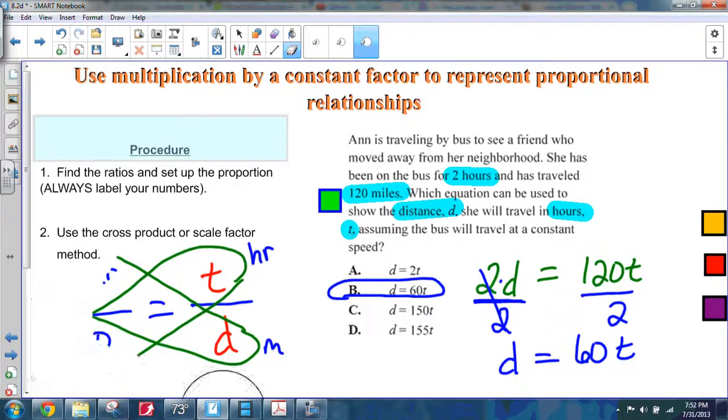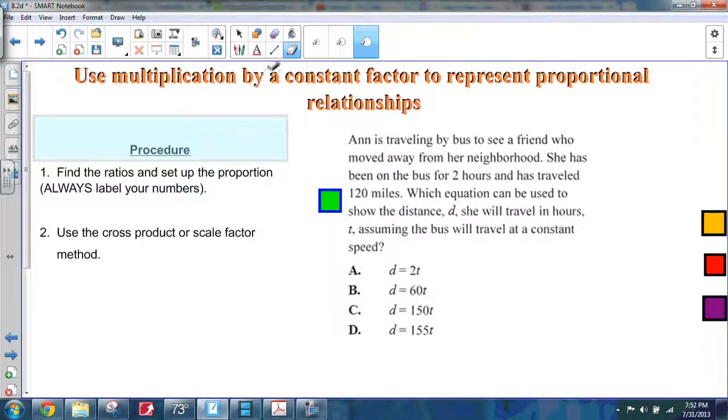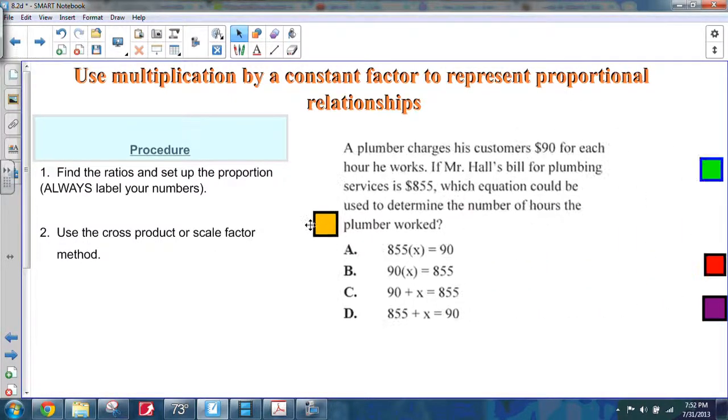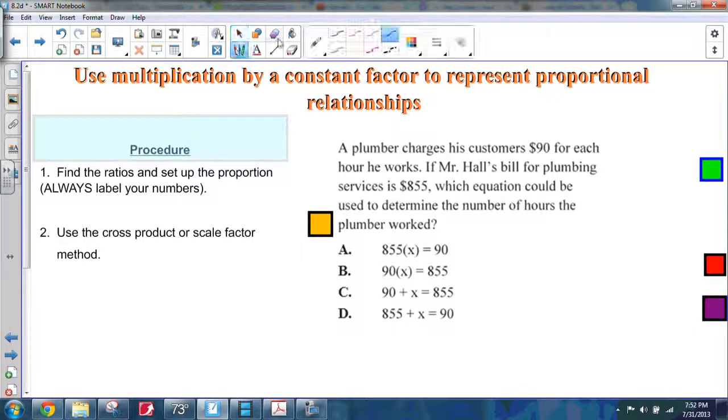Well, let's look at another example. The second problem reads, a plumber charges his customers $90 for each hour he works. If Mr. Hall's bill for plumbing services is $855, which equation could be used to determine the number of hours the plumber worked?